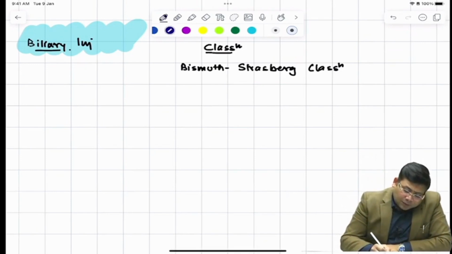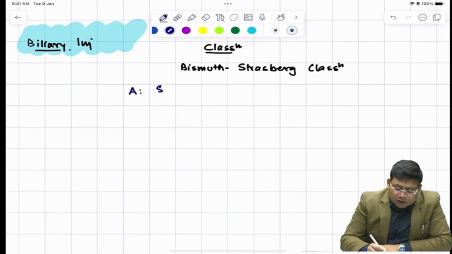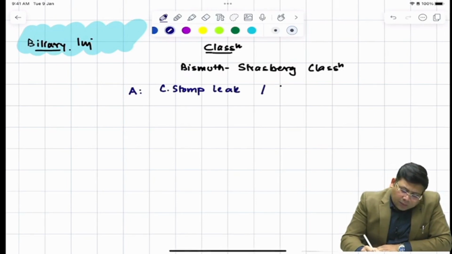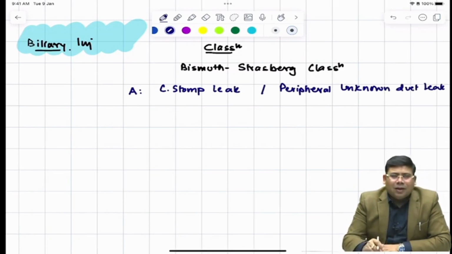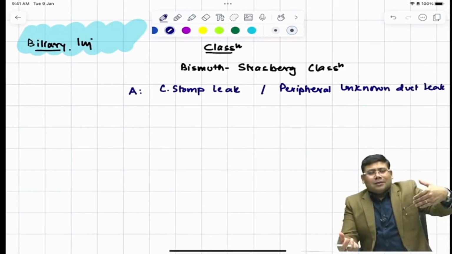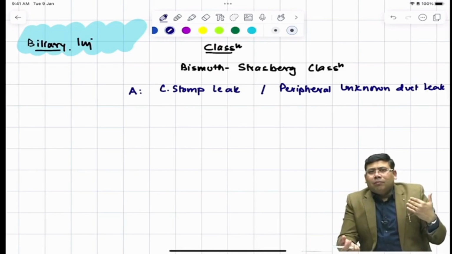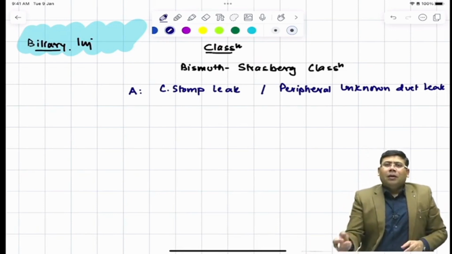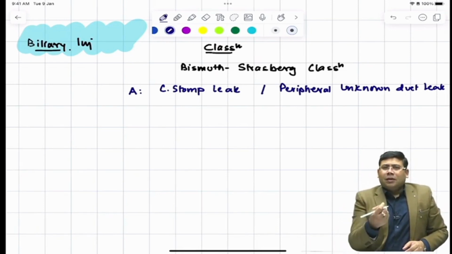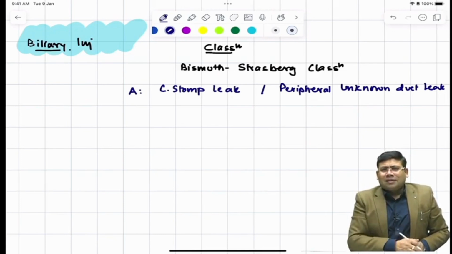When we talk about Bismuth-Strasberg, type A is for cystic stump leak, or peripheral unknown duct leaks. This is very important. Suppose there is a leak from a duct of Luschka: sometimes there is direct entry of small ducts from the right surface of the liver into the gallbladder, and when you dissect the gallbladder, you see small pinhole size lesions from where the bile is coming out. That's the duct of Luschka.